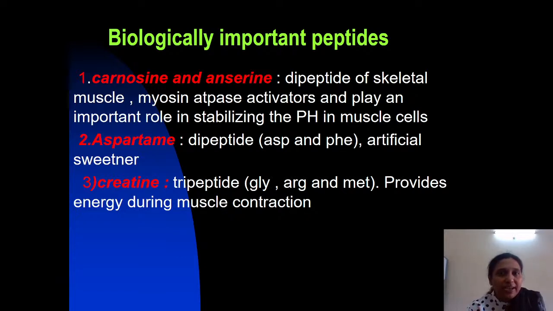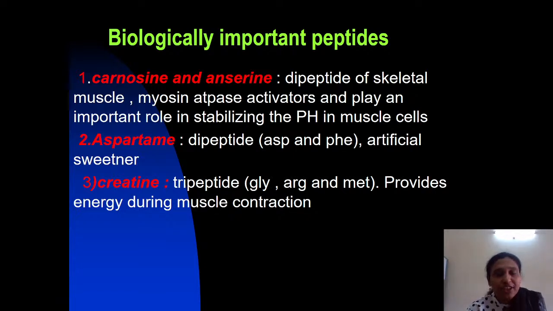More than 10 amino acids, that means 11 to 50, you can call a polypeptide. Polypeptide means the number of amino acids may be anywhere from 11 to 50. If the number of amino acids is more than 50, you can call it a protein. So up to 50, if the amino acids are joined by peptide bonds, the product so formed you can call a peptide.